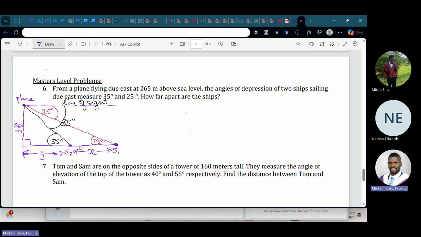All right. Now, please note, there is also another distance that we can factor in, which is the entire distance from a point below the plane all the way to ship 1. We could even call that distance M. So here's what we're going to do. We're going to separate the shape into 2 right angle triangles.